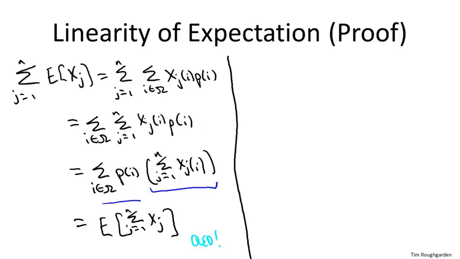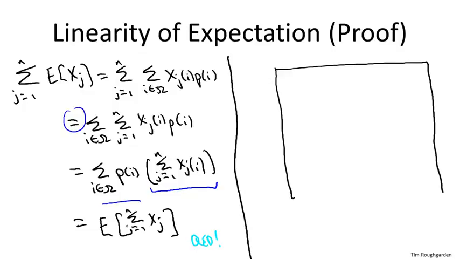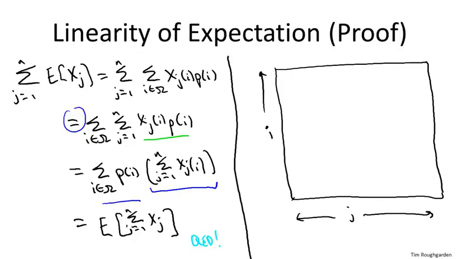Now, for those of you that are rusty on these kinds of manipulations, I just want to point out, this reversal of the double sum itself, there's nothing complicated at all about what's going on. So if you want a really pedestrian way to think about what's happening, just imagine that we take these summands, these x_j(i) p_i's, and we just write them out in a grid, where the columns are indexed by the random variable j, and the rows are indexed by the outcome i.